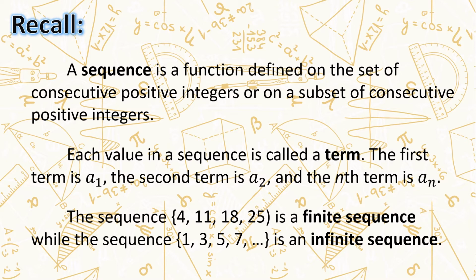The sequence with terms 4, 11, 18, 25 is called a finite sequence because it has a last term, while the sequence containing the terms of positive consecutive odd integers is called an infinite sequence because the last term is not indicated.